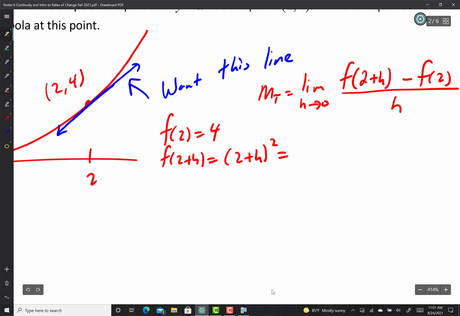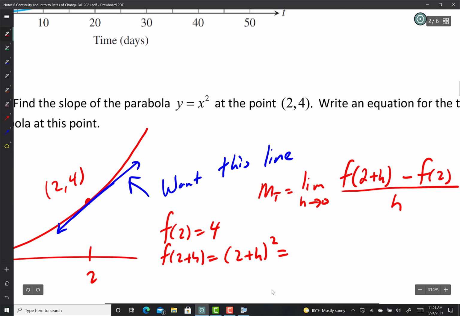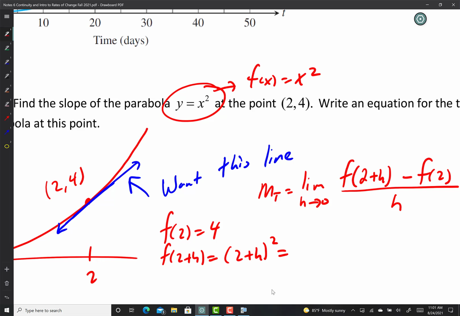Does everyone know where I got this 2 plus h squared from? Be honest. No? Okay. You see this function here? That's the equation that we want. So f of x is x squared. We want the tangent line of x squared at x equals 2. Did I answer your question, guys?